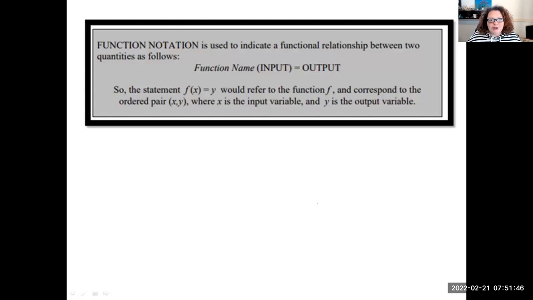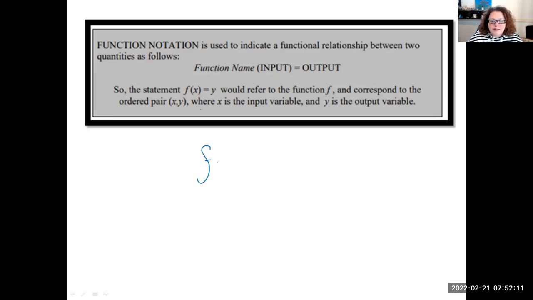The function notation that we use is the function name, and the function name is usually f, but it can be whatever you want it to be. So I know we talked later about how sometimes I'll use V for value or P for price. It can literally be anything you want, but the typical one that you're used to is the f, okay?